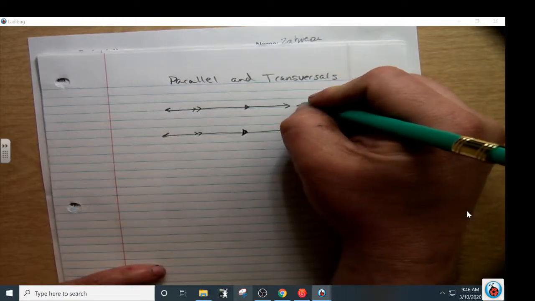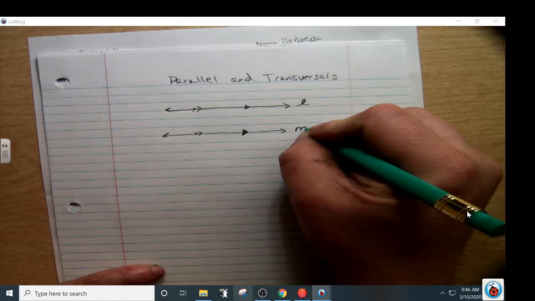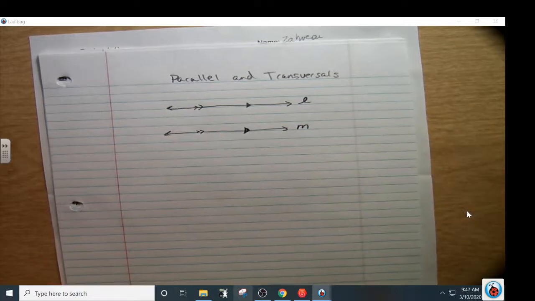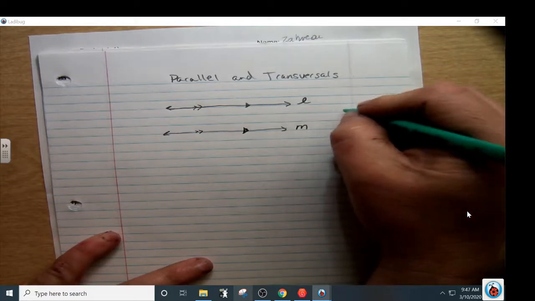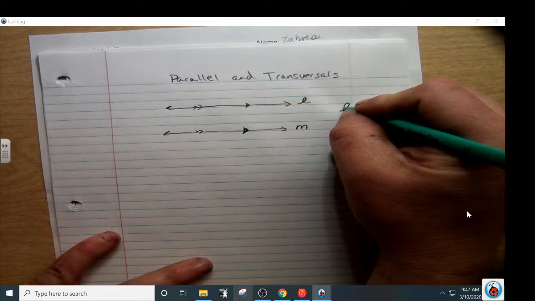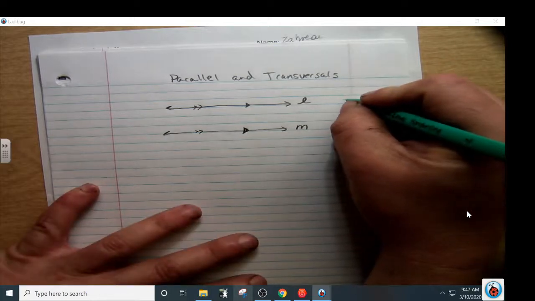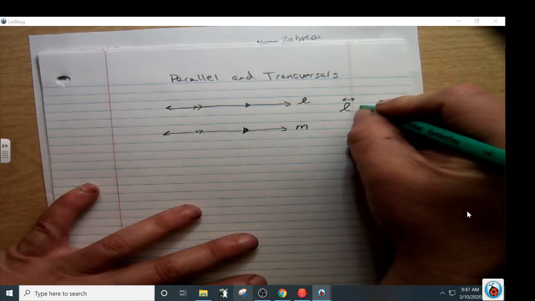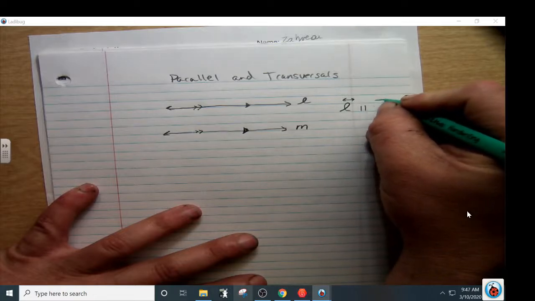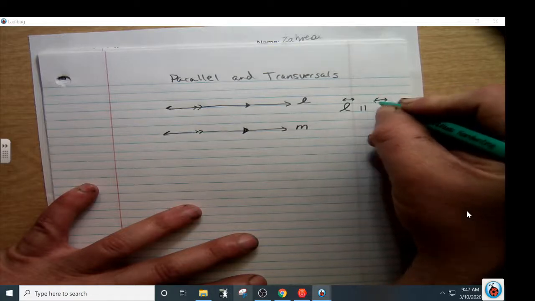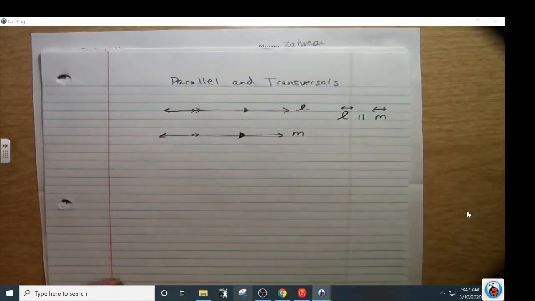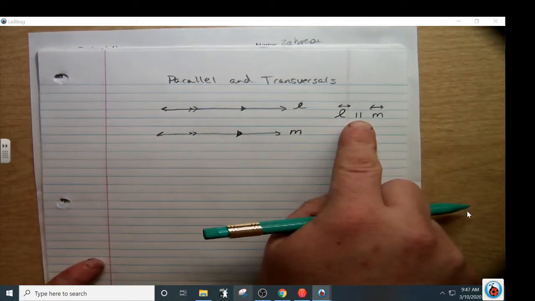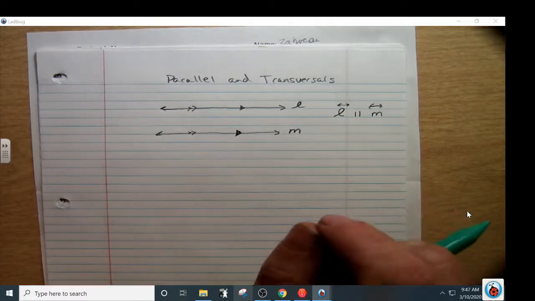All right, now guys, these are your two parallel lines. We'll call these line L and line M. If you wrote it out as a geometric sentence, it'd be line L is parallel to line M. That's how you'd write it to show these are parallel without symbols.